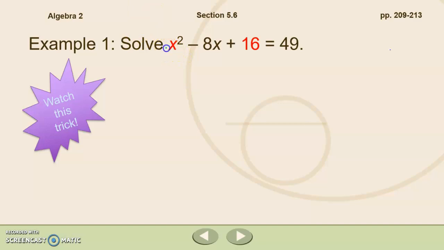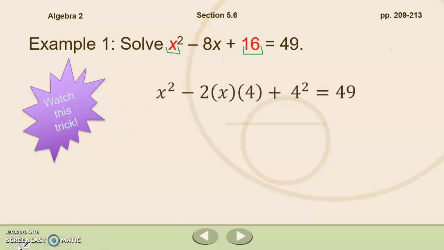Hopefully the first thing that we notice is that our first term and our last term are both perfect squares. This is x squared and this is 4 squared. When we look at the middle term, we should also notice that this middle term is 2 times the square root of this and the coefficient of this, or the square root of this. 2 times 4 times x, 8x.